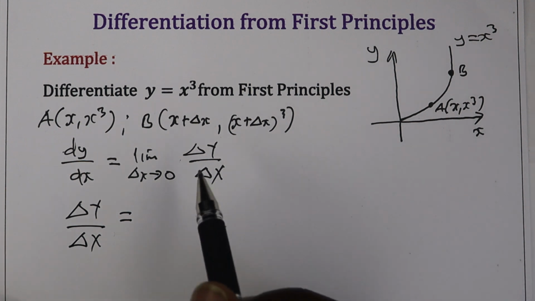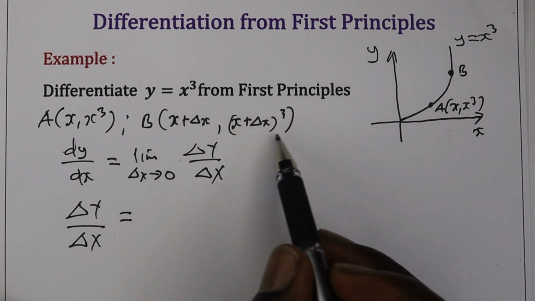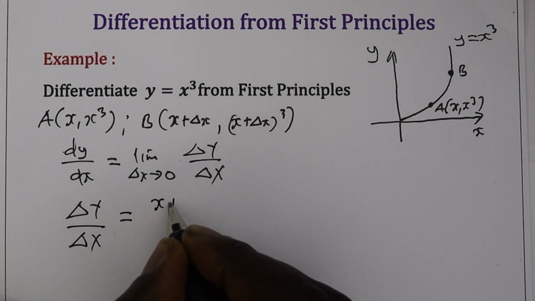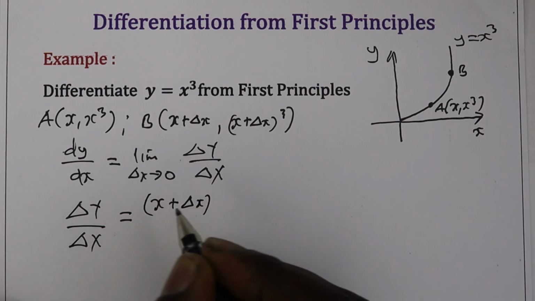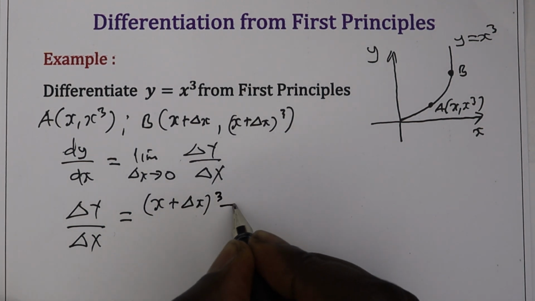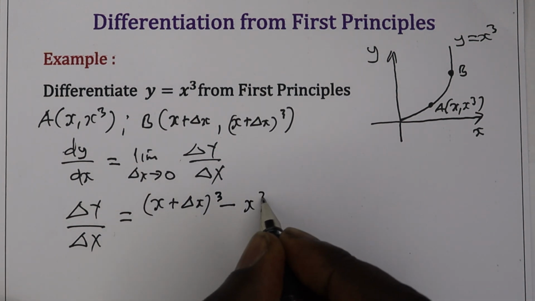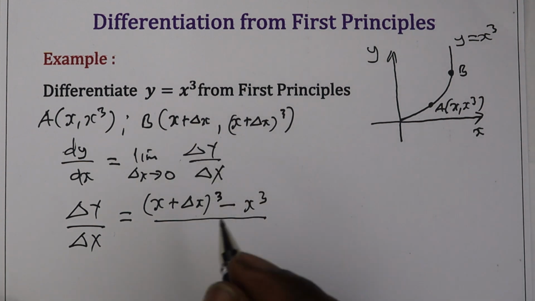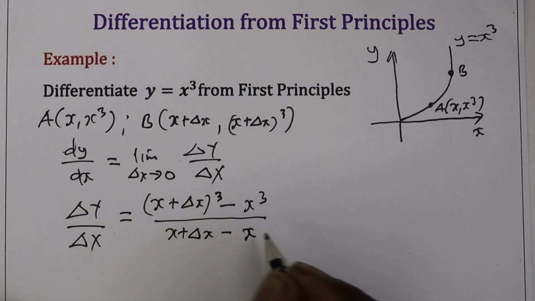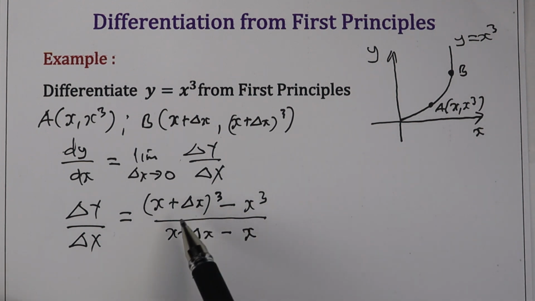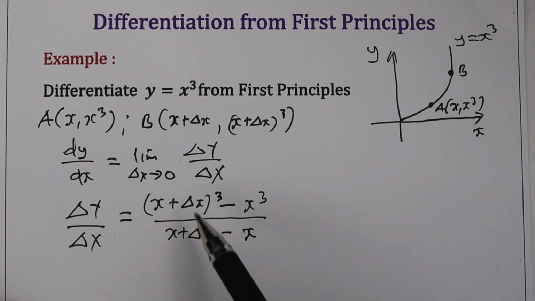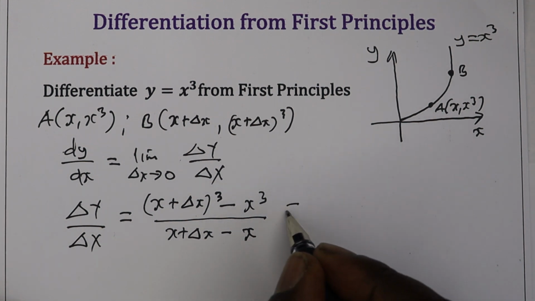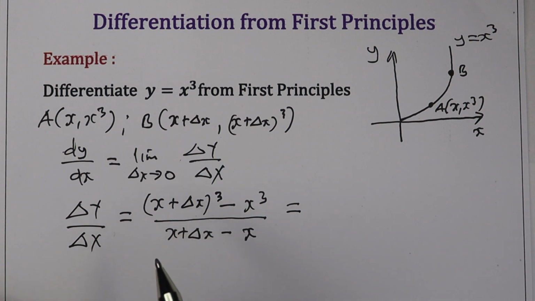So between A and B, we can get that gradient. We take y2, which in our case is (x plus small change in x) cubed, minus y1, which is just x cubed, over x2, which is x plus the small change in x, minus x1, which is just x. So you are required to expand this so that the difference will be clear.